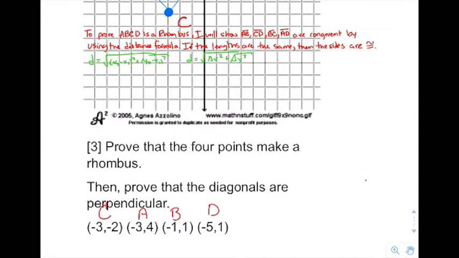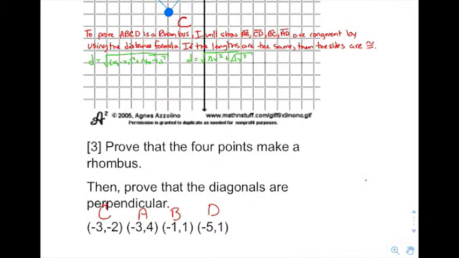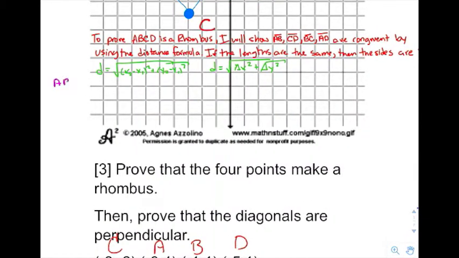So we're going to use the distance formula. We have to run them one at a time. So let's go ahead and just start picking it up. The first one we have to show is AB. So we'll stick that way over here.